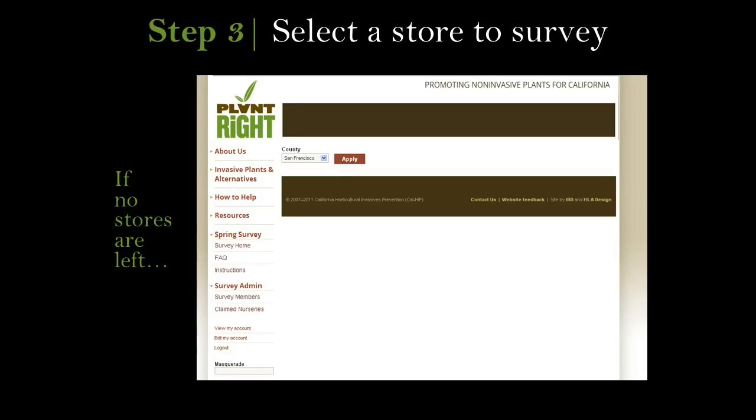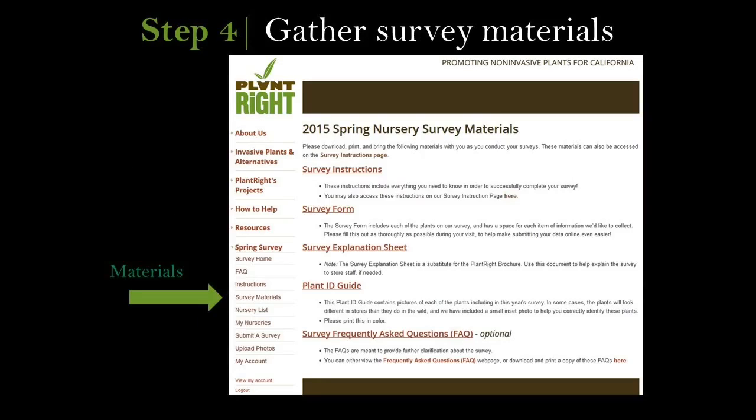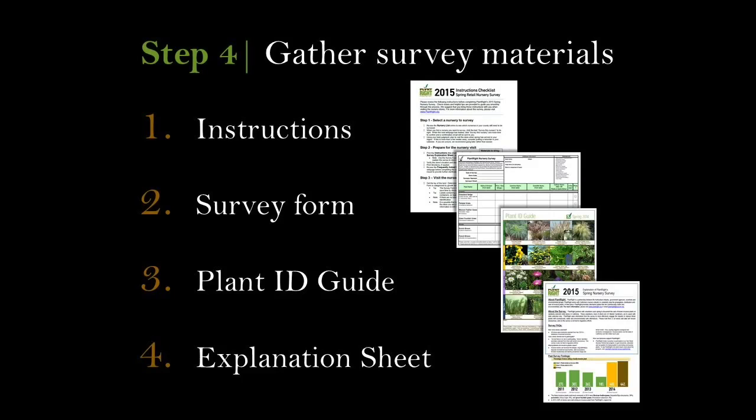All right, so you've chosen a nursery. Your next step is going to be to gather up the materials you need. And these include the instructions checklist, the survey form, the plant ID guide, and the explanation sheets.